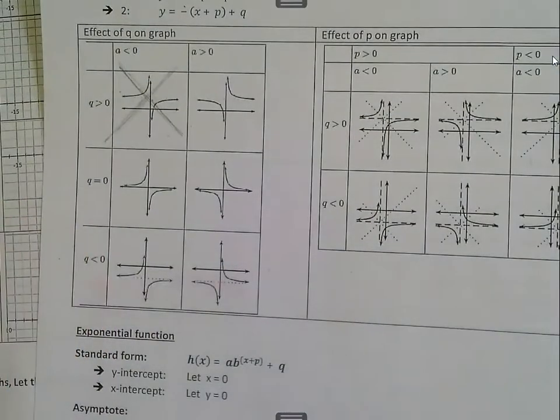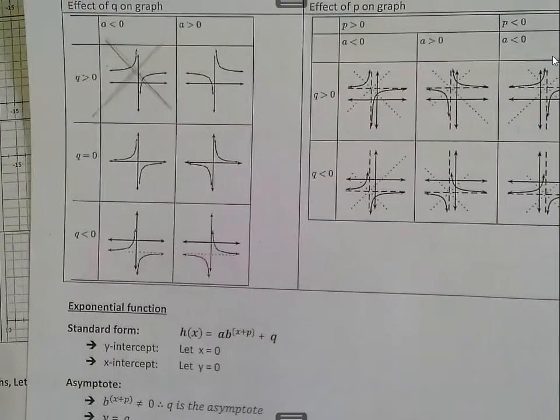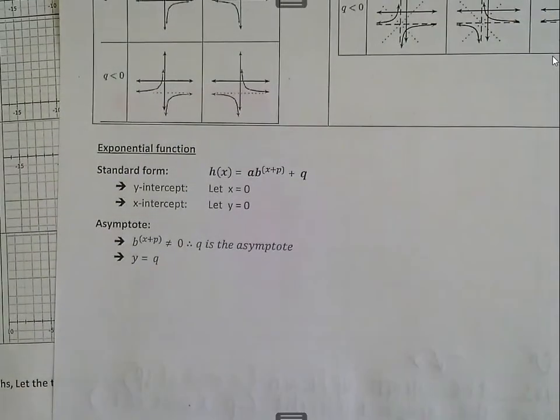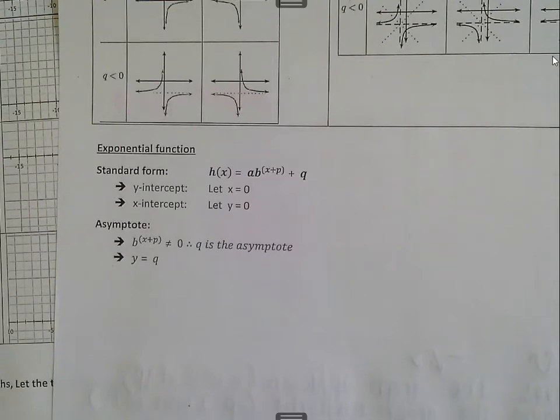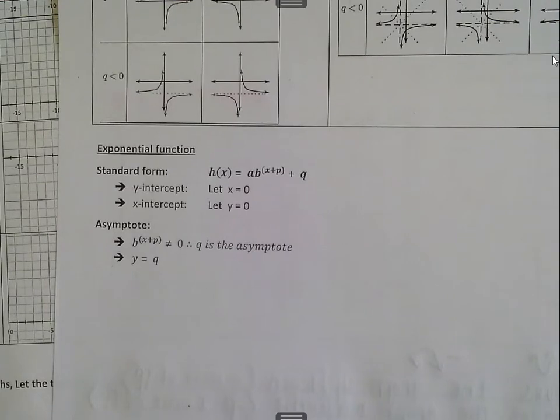Alright, exponential function. Very short. Standard form: y equals a times b to the power of x plus p, plus q. Y-intercept, let x be equal to 0. X-intercept, let y be equal to 0. Asymptote: that b to the power of x plus p cannot be equal to 0, otherwise it wouldn't exist. So q is the asymptote.